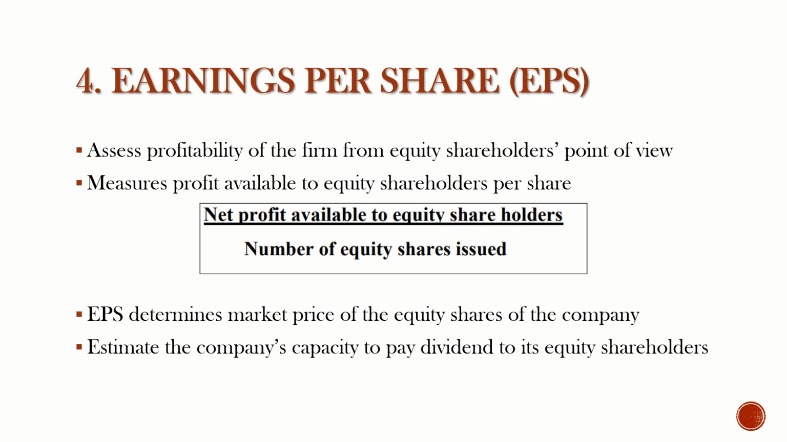So please take a note that it is the total number of equity shares issued only. So no preference shares are included here. So EPS determines the market price of the equity shares of the company. So market price is determined by EPS. It also estimates the company's capacity to pay dividend to its equity shareholders. So this is all about EPS, which is very important from a firm's or the equity shareholders' point of view.